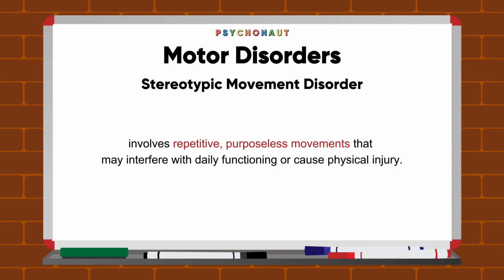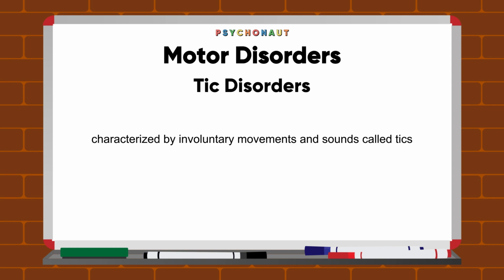The DSM-5 also recognizes stereotypic movement disorder. This disorder involves repetitive, purposeless movements that may interfere with daily functioning or cause physical injury. Stereotypic movements can include body rocking, hand flapping, or head banging. It's important to create safe environments and implement behavior management strategies to minimize the impact of these movements on individuals' well-being. Another notable motor disorder are the tic disorders.